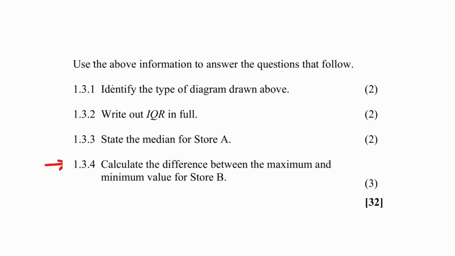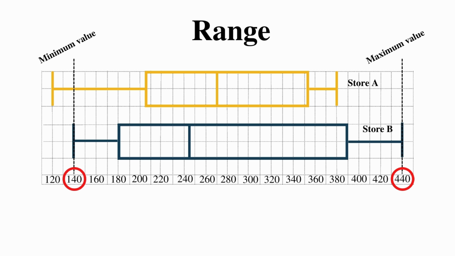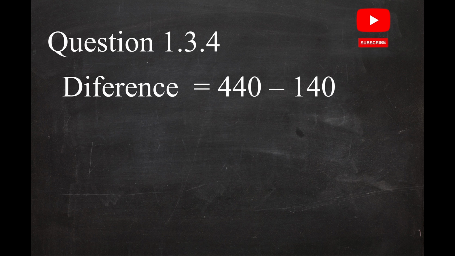In question 134, you are instructed to calculate the difference between the maximum and minimum value for store B. The difference between the maximum and minimum value in a dataset is called the range. The range for store B is 440 minus 140, and this gives you a value of 300.